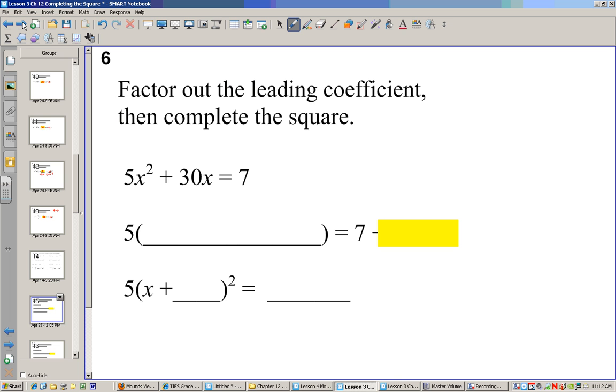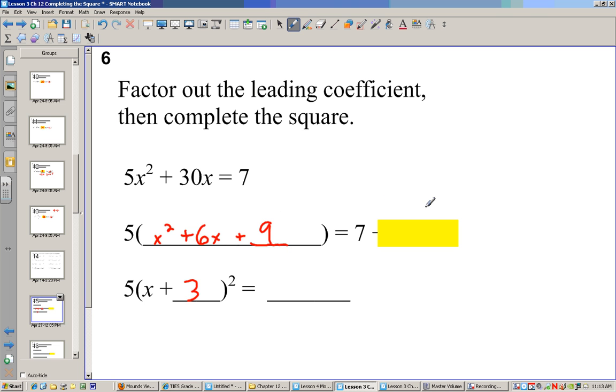Now we're going to look at a little bit more complicated problem, getting closer to where we want to be. Now if I start with this and I say 5x squared plus 30x, I can factor a 5 out, leaving x squared plus 6x. Now the problem is I want to turn this into a perfect square. So we have to think about what we need to add here to make this the perfect square. Well, half of 6 is 3, and 3 squared will be 9.